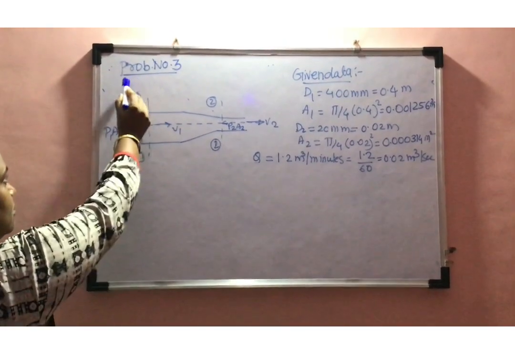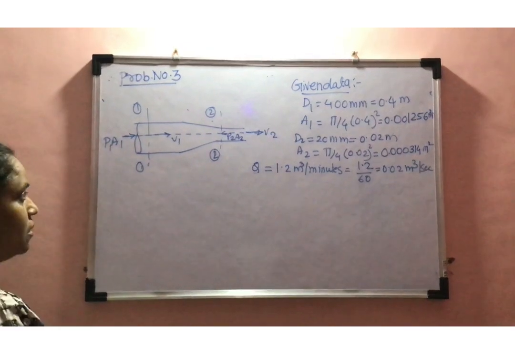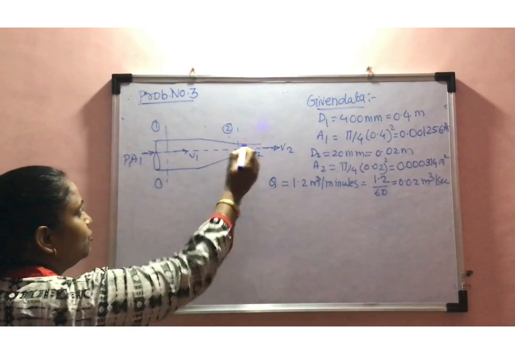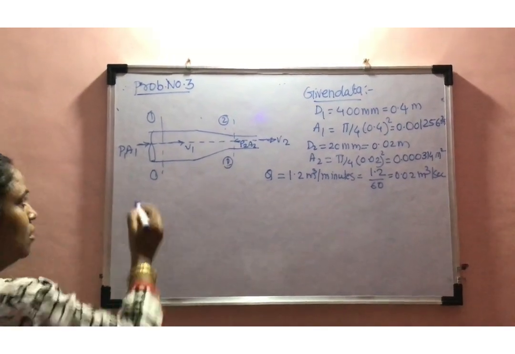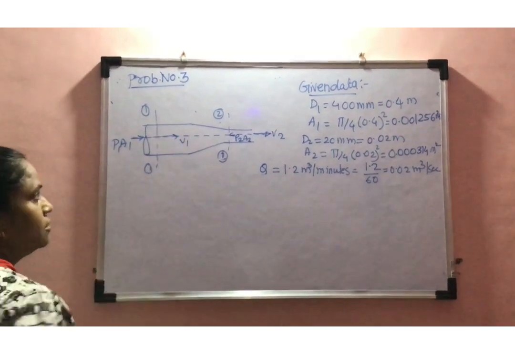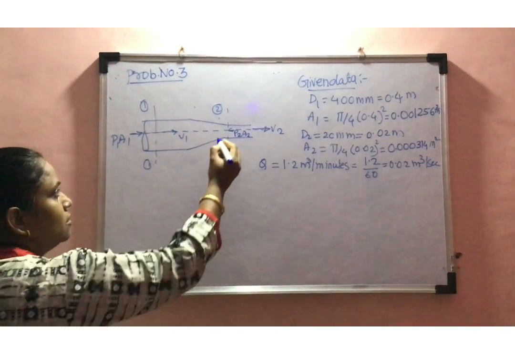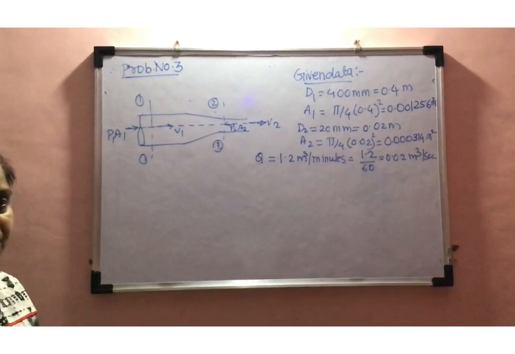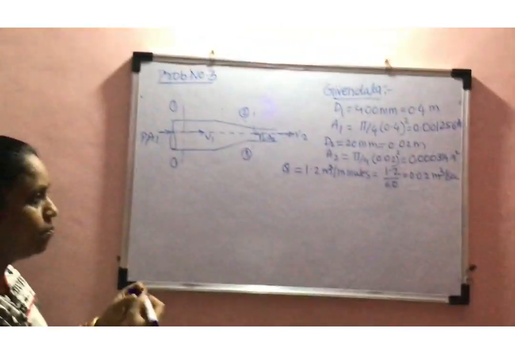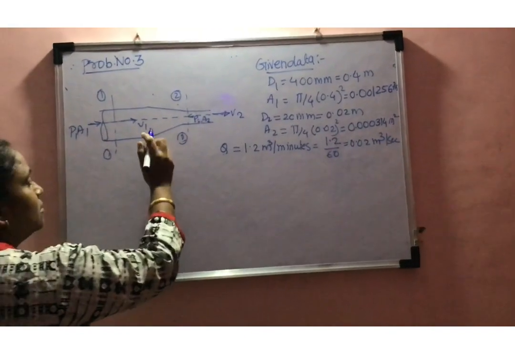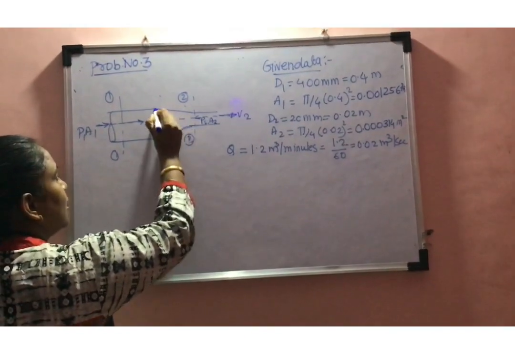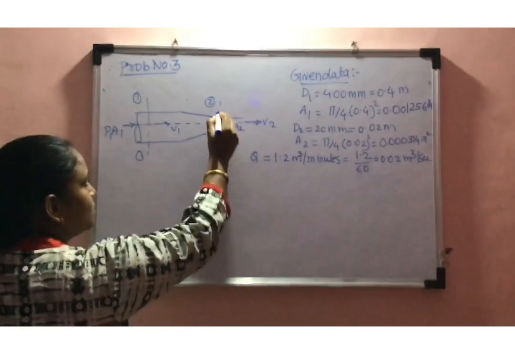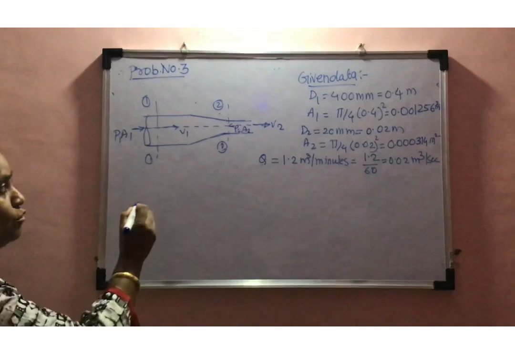Going to see the third problem. Here in this problem, there is a pipeline which is attached with the nozzle. So the pipe cross section we are considering as section 1 and the nozzle part as section 2. Nozzle means, as all of you know, a cross section of the main pipe which goes on decreasing. This part is called the nozzle part.